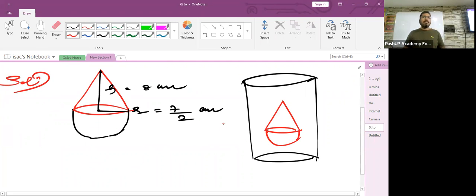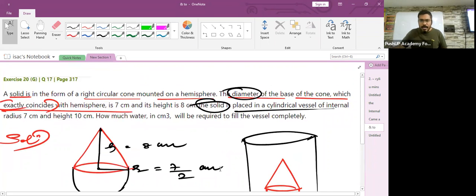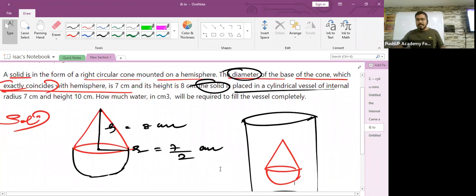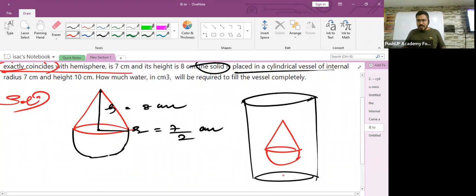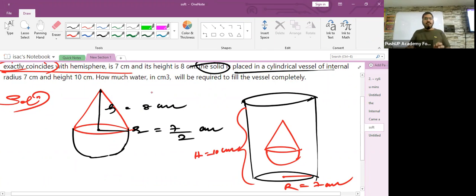Okay. I've dropped the solid into it. Now, let's see what happens. It is placed in a cylindrical vessel of internal radius 7 centimeter and height is 10 centimeter. So children, they are just telling you that the radius of the cylinder is how much? 7. And the height of the cylinder is equal to how much? 10 centimeter. How much water in centimeter cube will be required to fill the vessel completely?